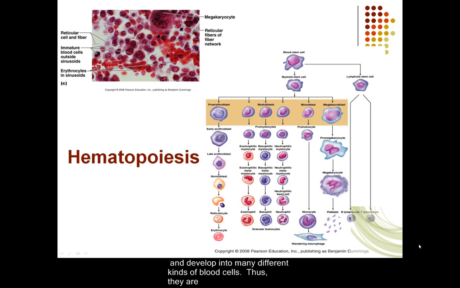cells. Thus they are committed or determined, but not differentiated. Put this in another way, it means the hemocytoblast is determined to generate daughter cells that will then differentiate into specific types of blood cells. Hemocytoblasts produce two lines for blood cell development. The myeloid line forms erythrocytes, or red blood cells, megakaryocytes, these generate platelets, and all leukocytes except lymphocytes. The lymphoid line forms the lymphocytes.